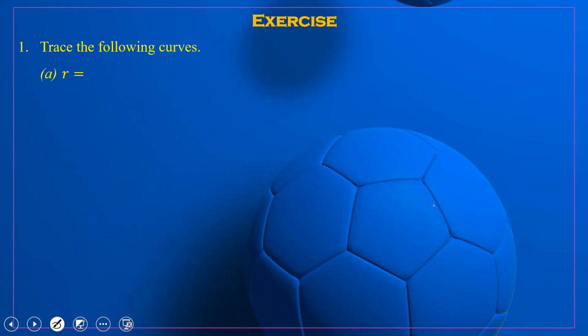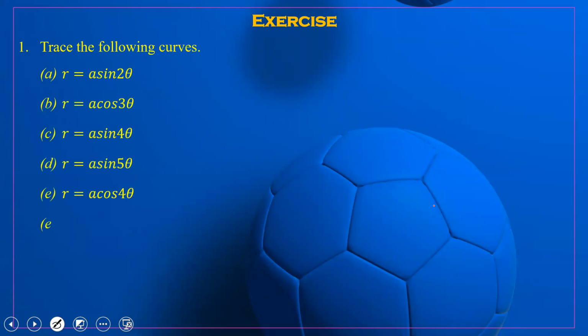For example, if we have r equal to a sine 2 theta, r equal to a cos 3 theta, r equal to a sine 4 theta, r equal to a sine 5 theta, r equal to a cos 4 theta, r equal to a cos 5 theta. Correct. Now look here, n is even, so how many loops will we get? 4 loops. Here n is odd, we get 3 loops. Here n is 4, so we get 8 loops. Here we get 5 loops. Here we get 8 loops. Here we get 5 loops, and so on.